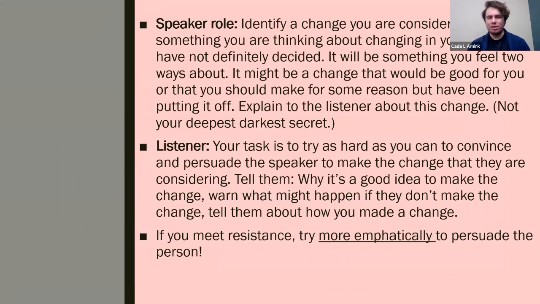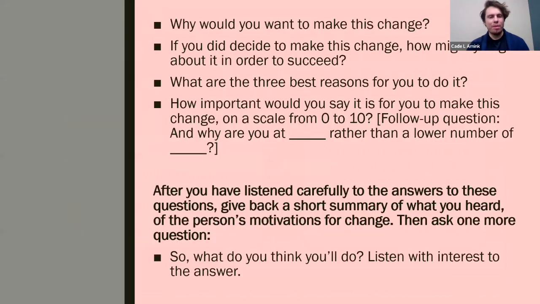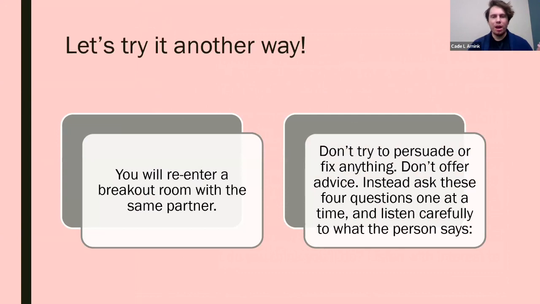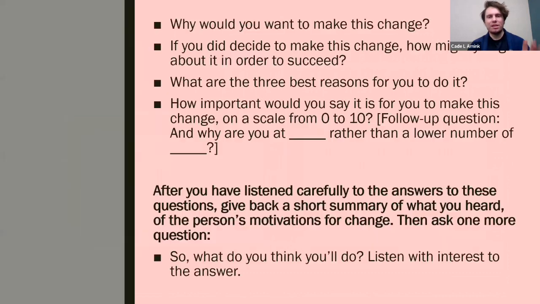And just because breakout rooms can be a little tricky, after that 5 minutes, you're going to pause and you're going to try it another way. And you're going to have the same conversation you just had, but this time you're not going to try to persuade or fix anything. You're not going to offer any advice. Instead, you're going to ask these 4 questions. And again, all of this is in that Google document. If anyone is having trouble accessing that, let me know and we will send it again.